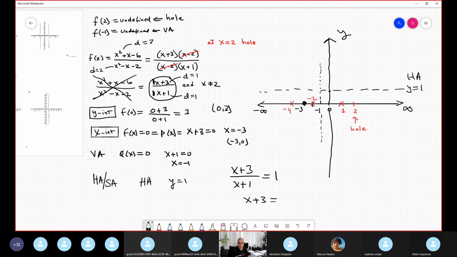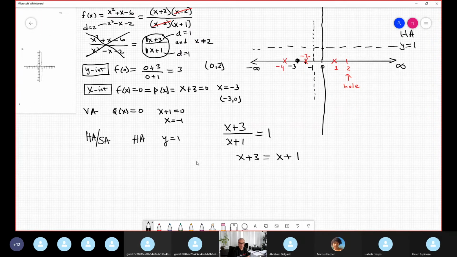Cross multiply. 1 times something is something. And you try to solve for x. And you see that this is a very, very silly equation. x minus x is equal to minus 3 plus 1. This is 0 equal to minus 2.